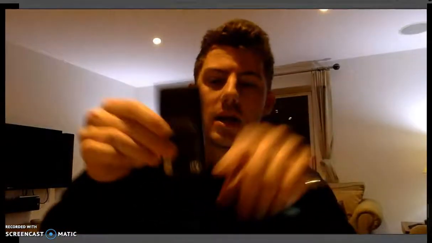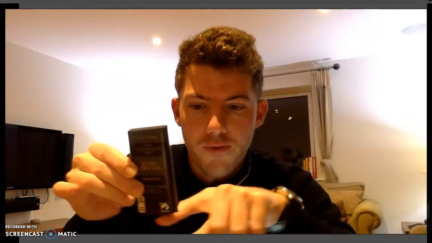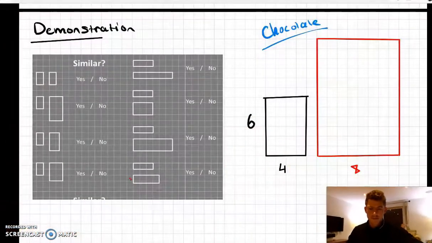Here I've got a chocolate bar, Green & Black's, and I've measured it: it has a width of 4 centimeters and a height of 6. If I was to double that, 4 and 6 doubled become 8 by 12. This is 8 by 12, this is 4 by 6. This chocolate bar is 2 times the size of this chocolate bar, so they are similar.